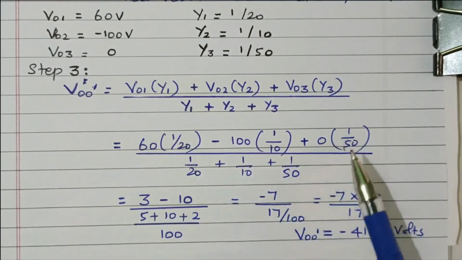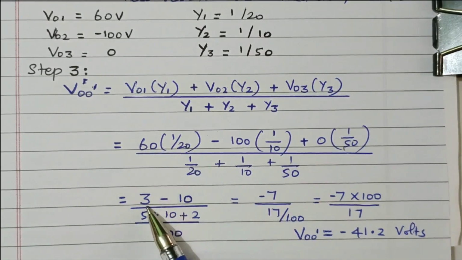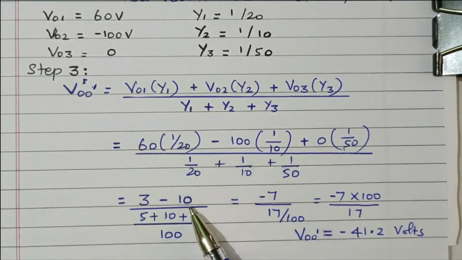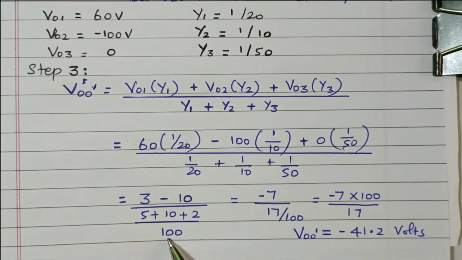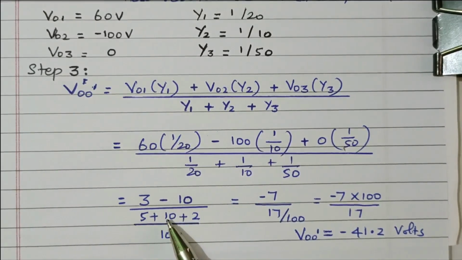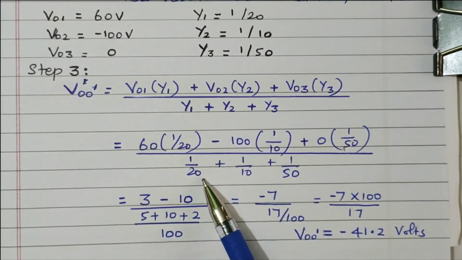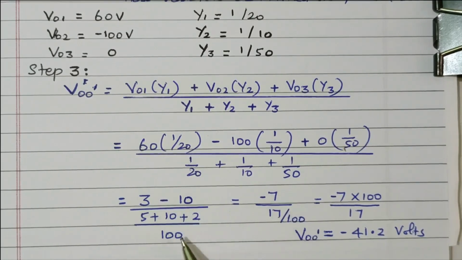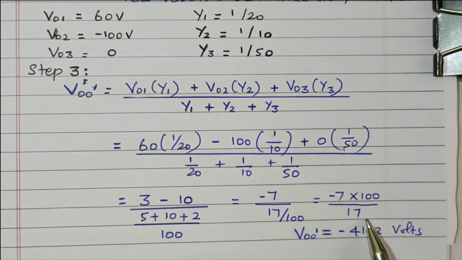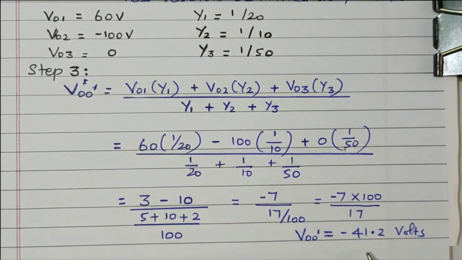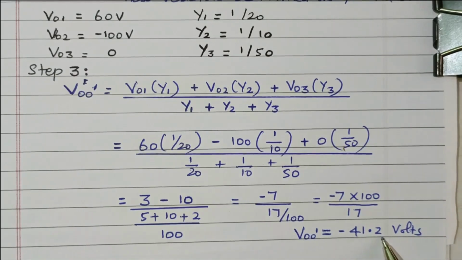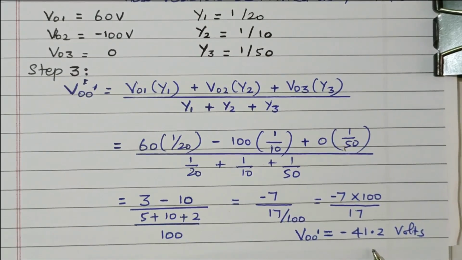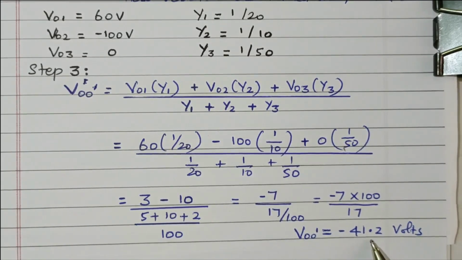So this term is totally 0. 60 divided by 20 is 3. 100 divided by 10 is 10. Here we are taking 100 as the LCM, so 5 plus 10 plus 2; 5 times going here, 10 times here, 2 times here. So 3 minus 10 is minus 7, over 17 by 100. So minus 7 into 100 by 17. After simplification we got minus 41.2 volts. So the voltage drop across the 50 ohm resistor, marked as O, O dash, is minus 41.2 volts.